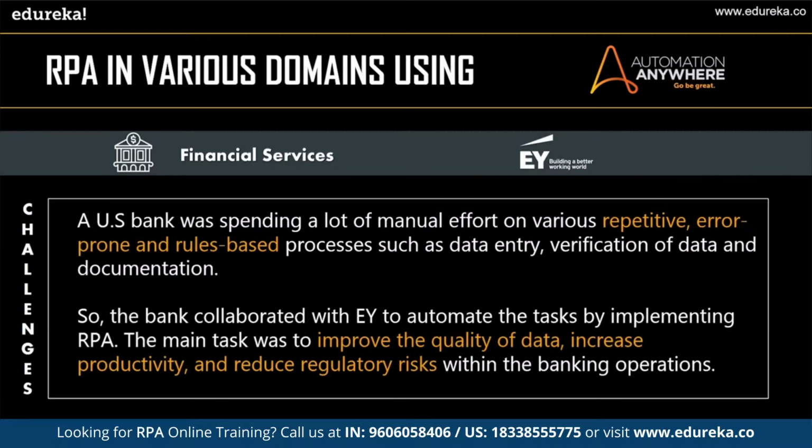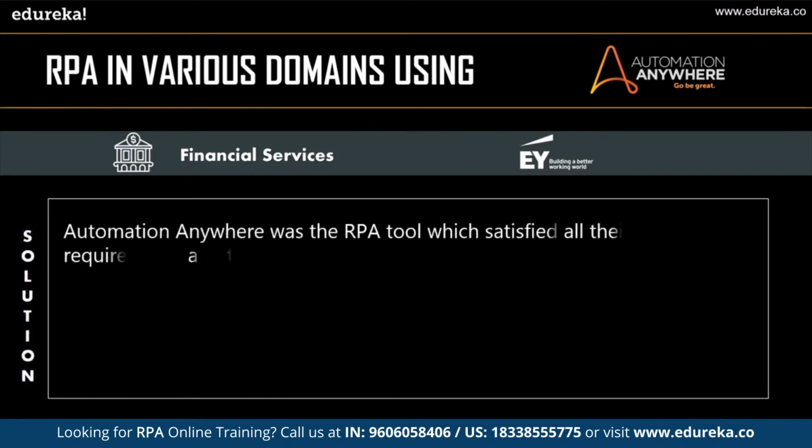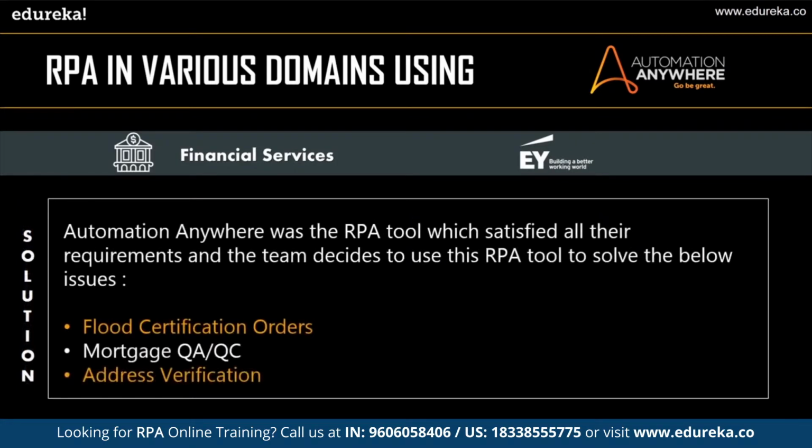So based on these factors, EY started researching the top RPA vendors and then zeroed in on Automation Anywhere. For them, Automation Anywhere was the RPA tool which satisfied all the requirements, and then the team decided to use this RPA tool to solve the issues of flood certification orders, mortgage, QA, QC, and address verification. So let's discuss one by one how these problems were solved.